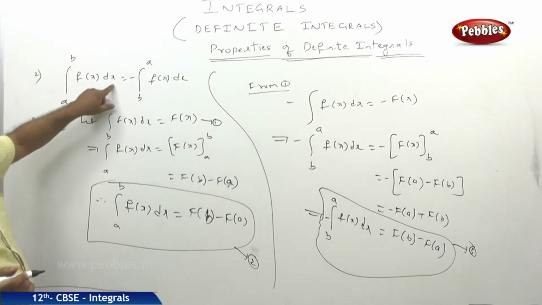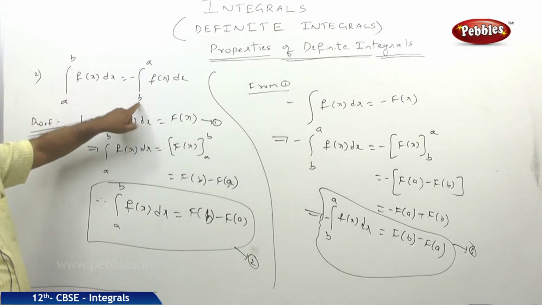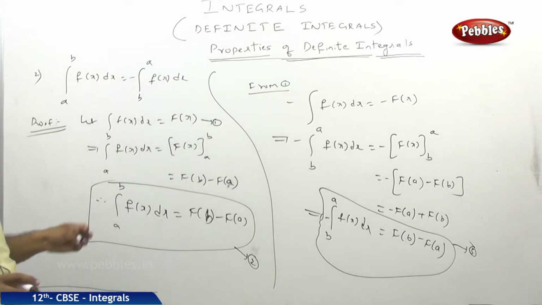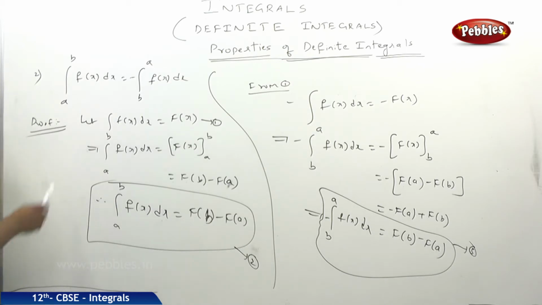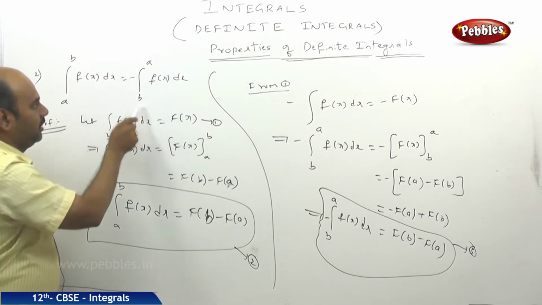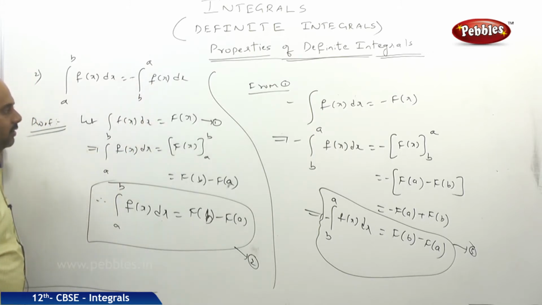Integral a to b f of x dx is equal to minus integral b to a f of x dx. I think this is clear to you. Once again I am repeating, it's the second property. Integral a to b f of x dx is equal to minus integral b to a f of x dx.